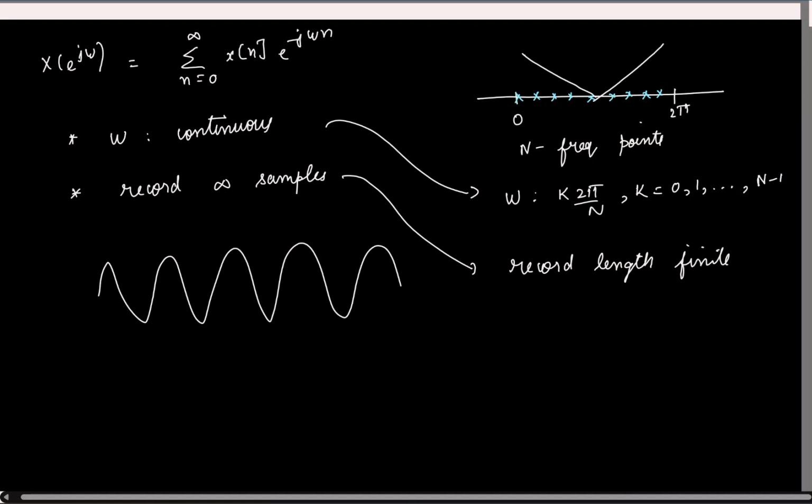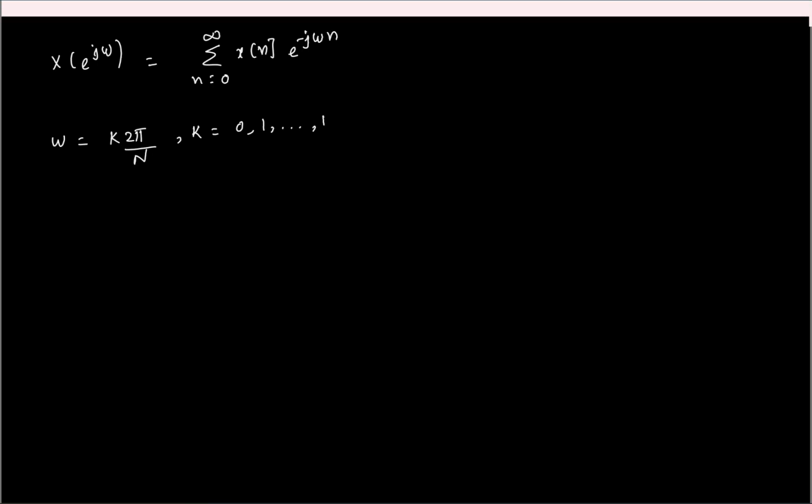Okay. So let's see what happens when we do that. The original Fourier transform of this, the summation went from 0 to infinity, x of n e power minus j omega n. Now what I am going to do is take omega only at these frequency points where k is going from 0 to N minus 1, and I am going to make sure that I am recording the signal x of n for a finite number of samples, and I will call that NR, which I call the record length.